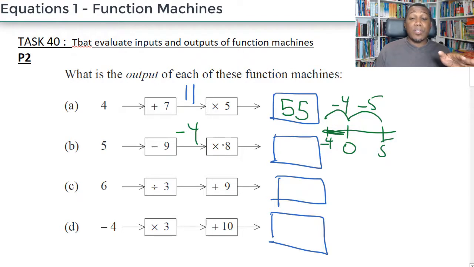8 4s are 32. And remember, if the signs are different, the answer is negative. 8 4s are 32, so -4 times 8 is going to be -32. And what am I saying 8 4s is? 4 8s are 32. That feels so wrong. It's the same thing, but I prefer saying 8 4s. 8 times -4 is -32. Order does not matter in multiplication.